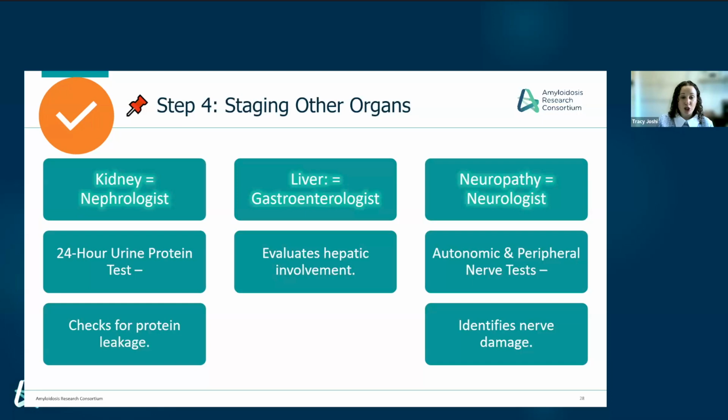Amyloid deposits can affect the nerves, leading to neuropathy, which can cause a range of symptoms. Autonomic and peripheral nerve tests help identify whether nerve damage is occurring, and symptoms may include numbness, tingling, dizziness, and difficulty regulating blood pressure. By understanding which organs are involved, we can create a treatment plan that targets both the root cause, the plasma cell overproduction of the bad protein, and the damage already done to the vital organs.